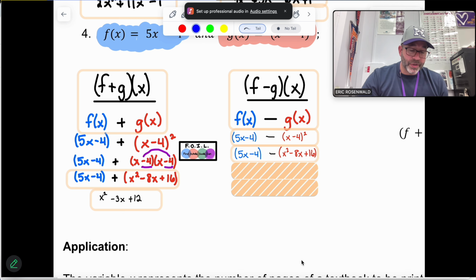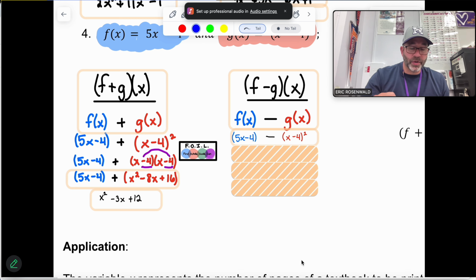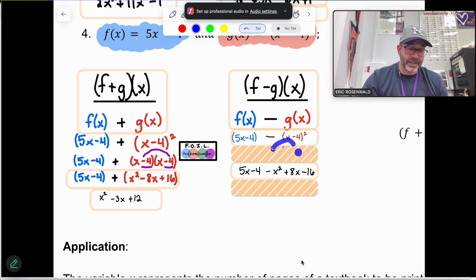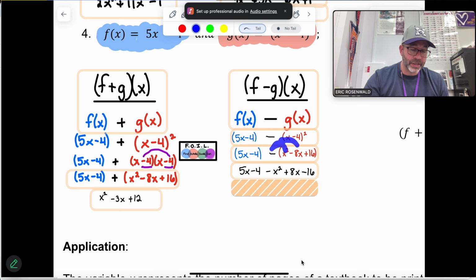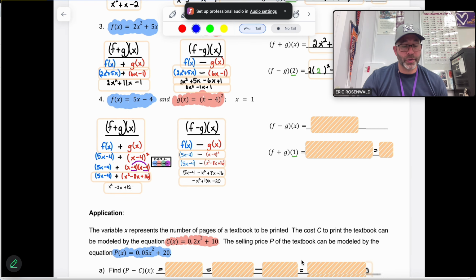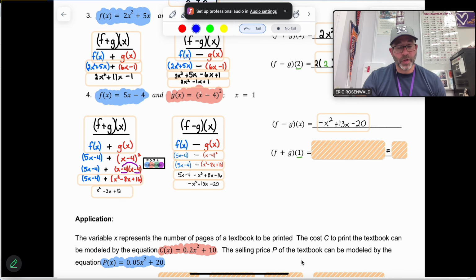Distribute the negative. There's a lot going on with this negative here. It's going to distribute to everything that's after it here. And so that's going to mean that we're going to have a negative x squared, a positive 8x, and a negative 16. Again, that's just taking and distributing the negative to everything that comes afterwards. Okay? So here, here, and here. Go ahead and combine the like terms. We have negative x squared plus 13x minus 20. So let's go ahead and move that over here.